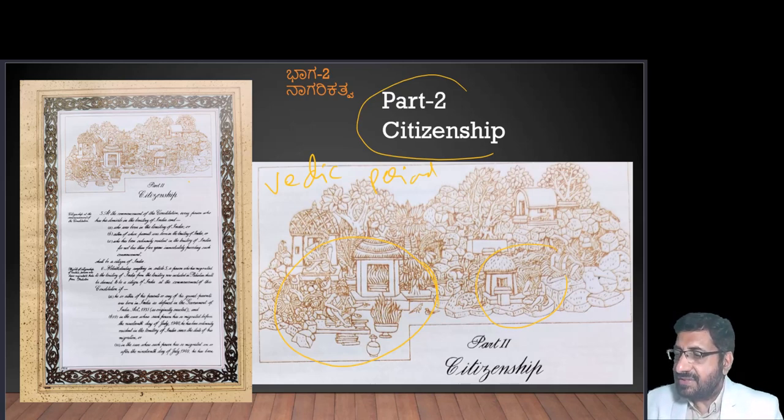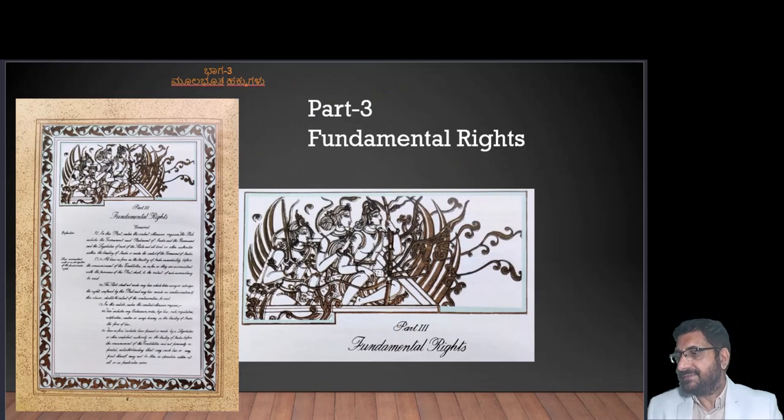So again, this is all that artwork, and this is the calligraphy. I told you, the entire constitution is handwritten. It's called calligraphy. It's a beautiful handwriting. The person who did that, we will see in the end. So this is the artwork representing our Vedic period that is there in part 2. Okay, next moving on to part 3.